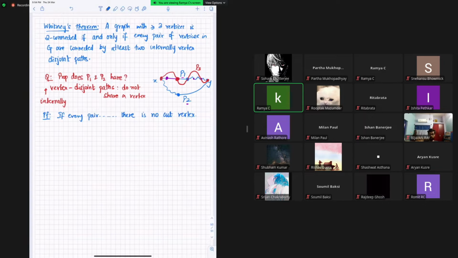Now the hard direction, the other direction. Suppose G is two connected. This is the really interesting case. So you know that there are at least two vertices that I have to remove to disconnect the graph. Now, given any pair of vertices, let's say u and v, I must exhibit two vertex disjoint paths from u to v.